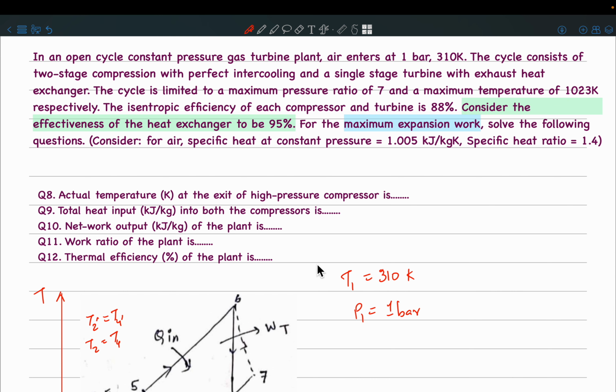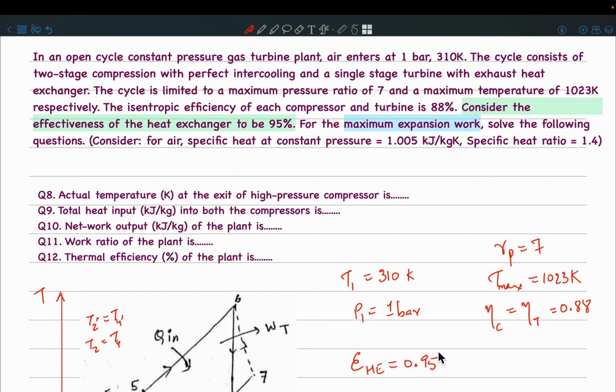So the cycle is limited to a maximum pressure ratio, Rp, given to us, equal to 7, and a maximum temperature, T max, equal to 1023 Kelvin. Okay. The isentropic efficiency of compressor and turbine is given, so eta C equals eta T is equal to 0.88. Now you have to consider the effectiveness of the heat exchanger to be 95%. I'll denote that by epsilon. Epsilon of the heat exchanger is given to be 0.95.